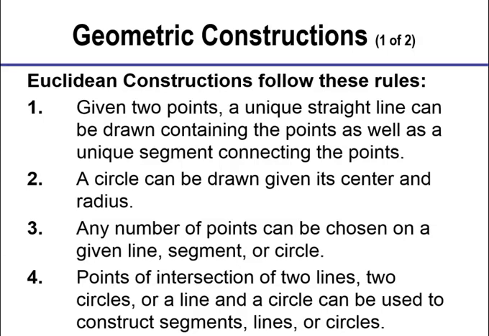as a unique segment connecting the points. A circle can be drawn given its center and radius. Okay, so you need a compass for that, and you also need a compass to measure the length of your straight line. Number 3, any number of points can be chosen on a given line, segment, or circle.